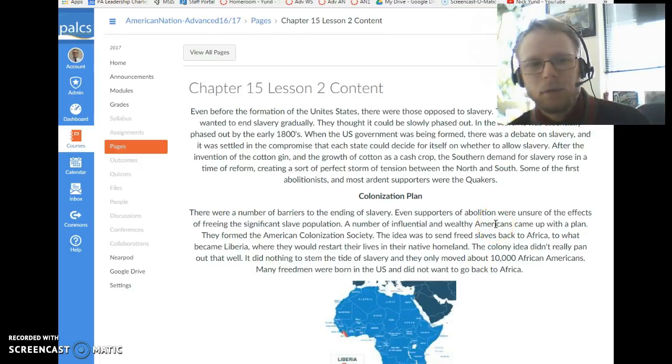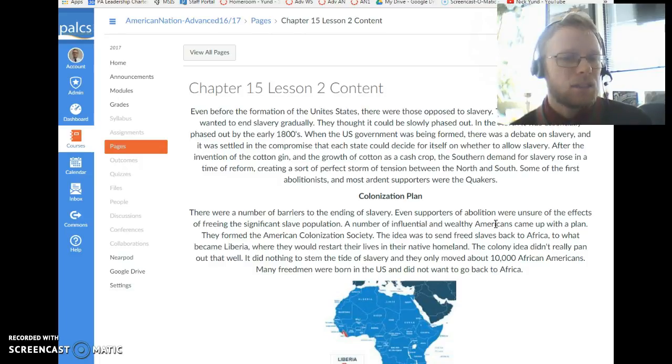Even before the formation of the United States, there were those who were opposed to slavery. The earliest abolitionists wanted to end slavery gradually. They thought it could be slowly phased out. And in the North, that's essentially what happened. It was slowly kind of phased out by the early 1800s.